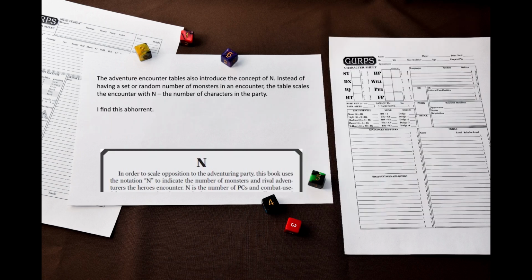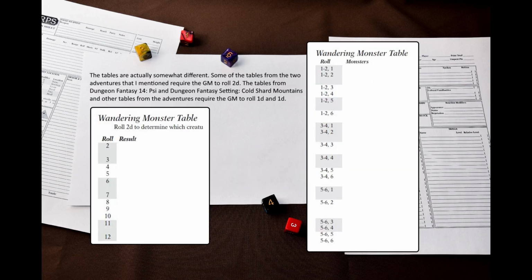The adventure encounter tables also introduce the concept of N. Instead of having a set or random number of monsters in an encounter, the table scales the encounter with N, the number of characters in the party.